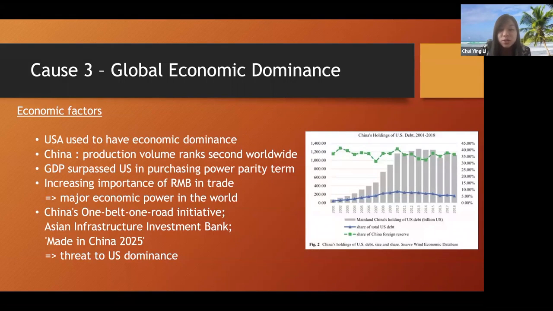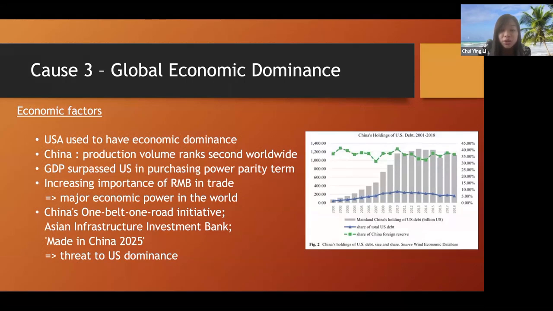The last cause is about the global economic dominance. The US used to be dominating the economy globally, but now China is growing fast, with its production volume ranking second worldwide. The GDP surpassed the US one in the purchasing power parity term, and the renminbi is gaining an increasing importance, having a major economic impact and power.